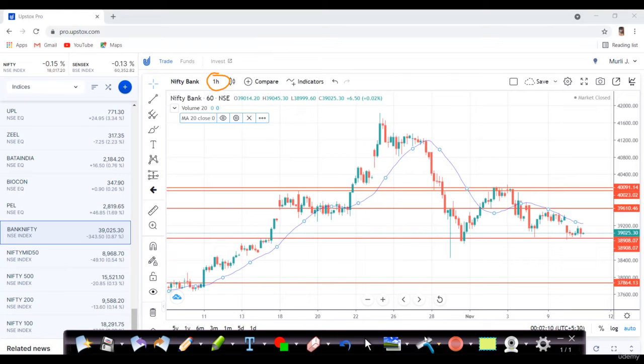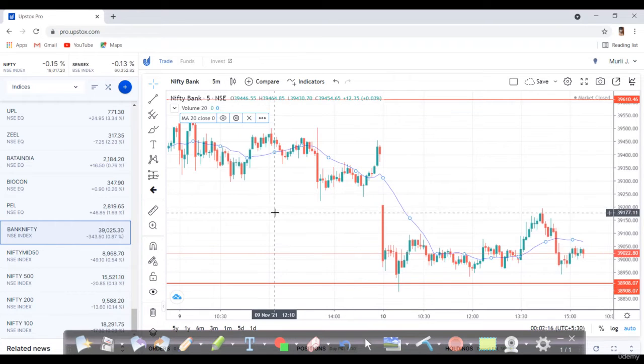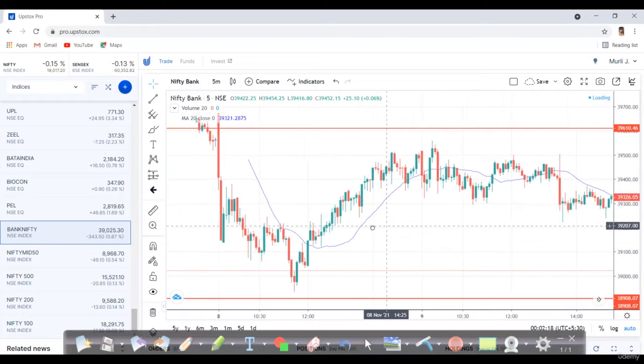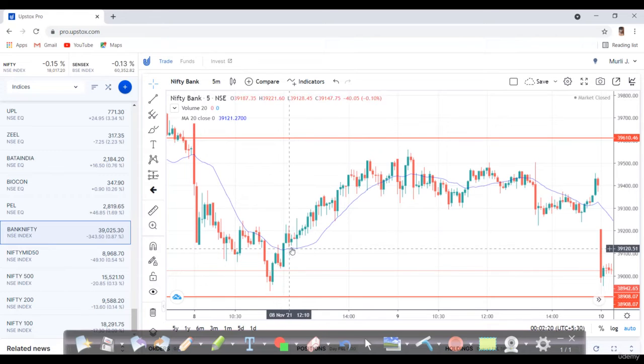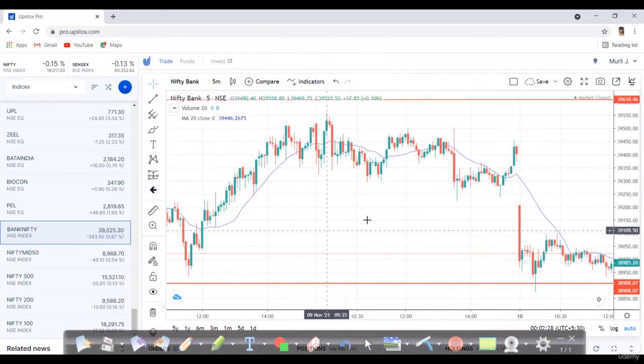We can choose any, but for now I am choosing the 1 hour just for explanation, or suppose I choose the 5 minute as well. That's not an issue. Okay, this is the 5 minute moving average chart. How it is plotted, you already know. It will take the last 20 candles' closing prices and plot them, and it will move like this.